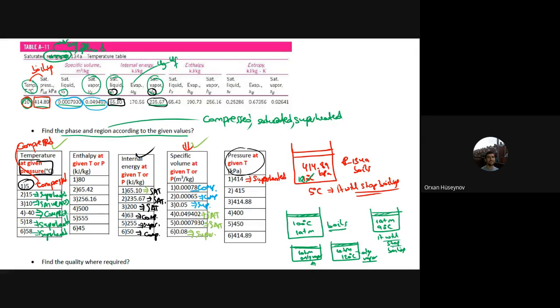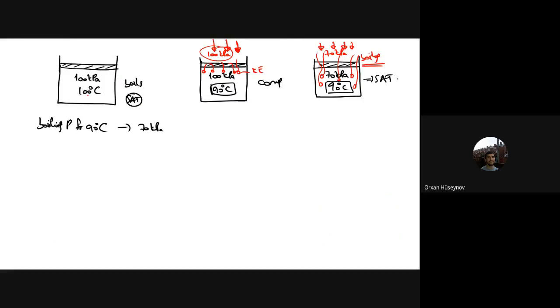Let's go back to the water case here. Now I have the water here. It is 100 degrees Celsius, but the pressure is 50 kilopascals. The water boils at 100 kilopascals. But if I decrease the pressure even less, then it shouldn't boil, it should be in the superheated region.